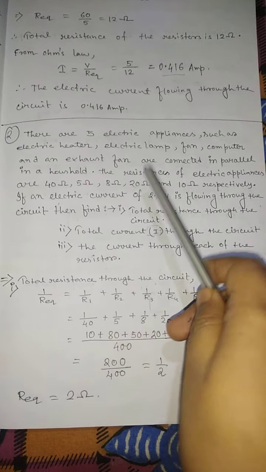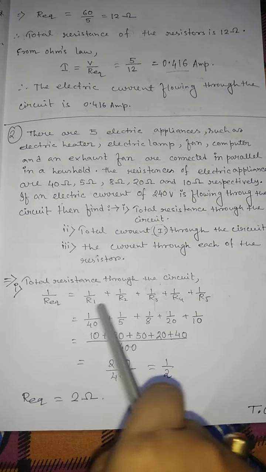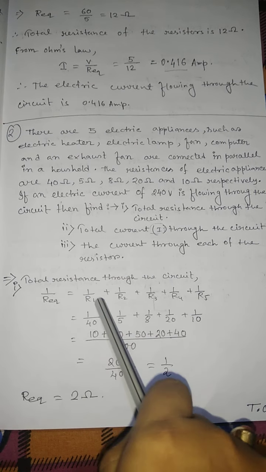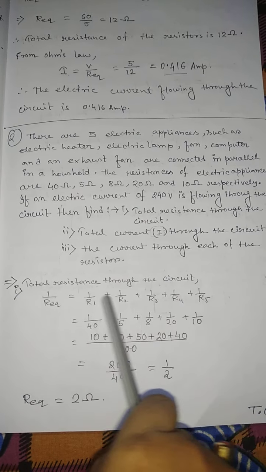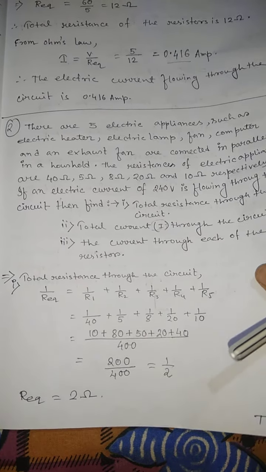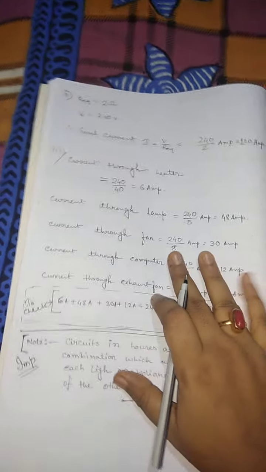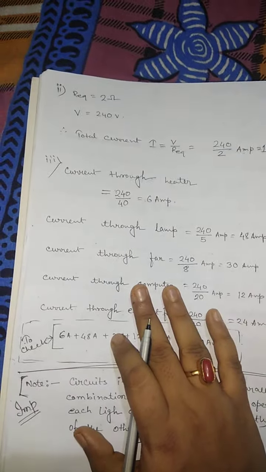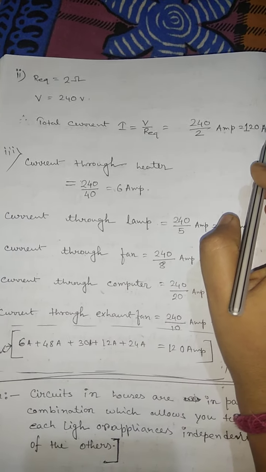Whenever you solve a problem, first of all you write the formula. At the first step you don't write down the data. This one is a formula. So first you write the formula, then you put the values. Total resistance is 2 ohm. Now we calculate the total current. So equivalent resistance 2 ohm, V equals 240, so total current is 120 ampere.